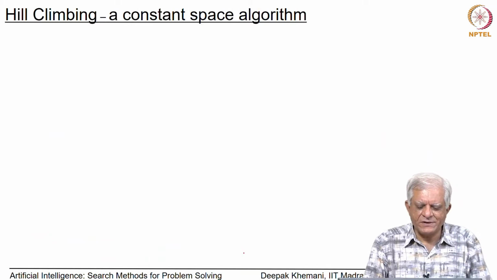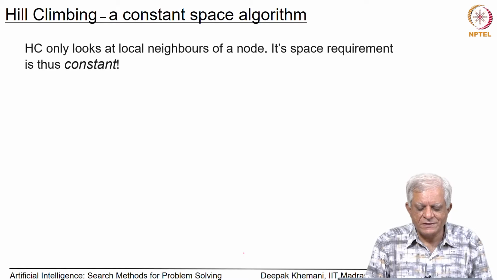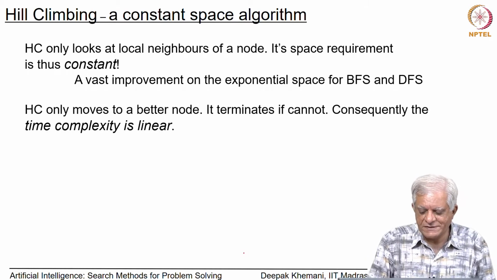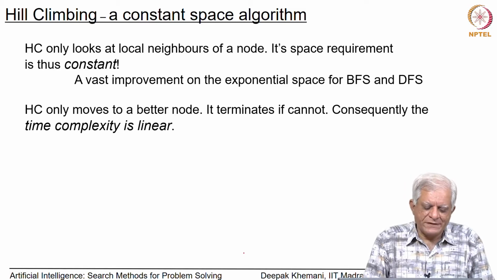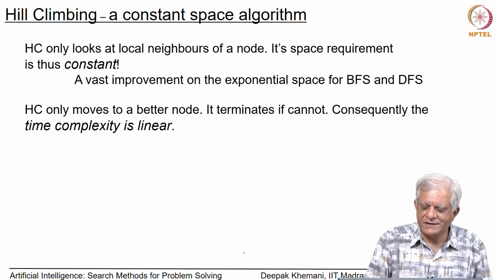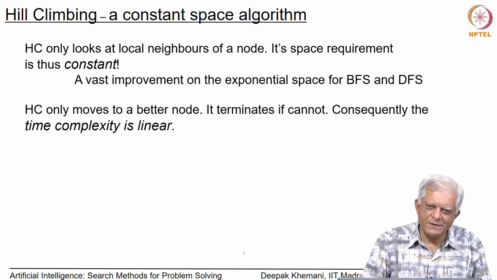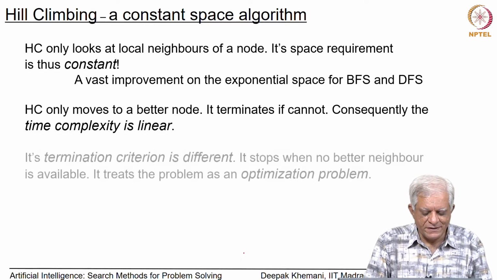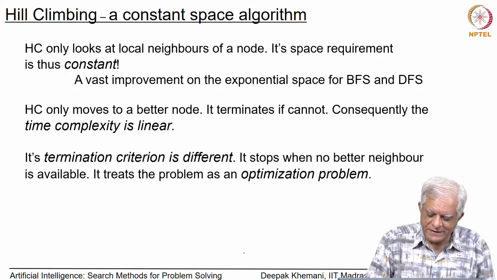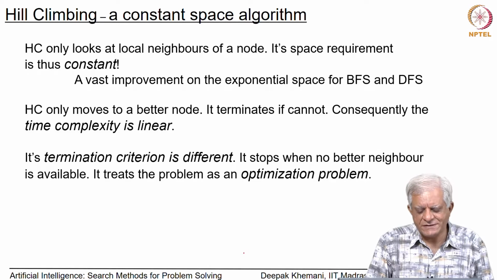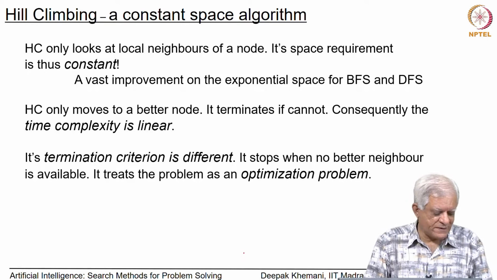So, it is a constant space algorithm, as we have just said. It only looks at the local neighbors of a node, and therefore, its space requirement is constant, which is a vast improvement on the earlier algorithms, which required exponential amount of space. Since it only moves to a better node and it terminates if it cannot, consequently, the time complexity is linear, because it can just move some number of steps in one direction and terminate. As we have said, the termination criteria is different. It stops when no better node is available, and it treats the problem as an optimization problem. It says look for the best value of the heuristic function.